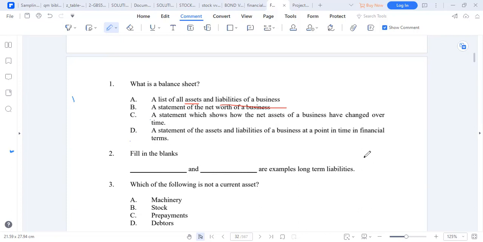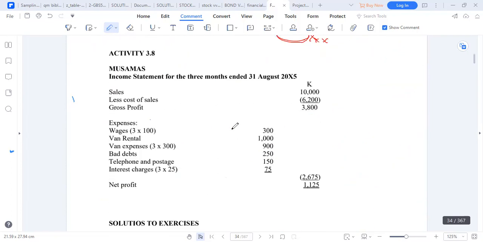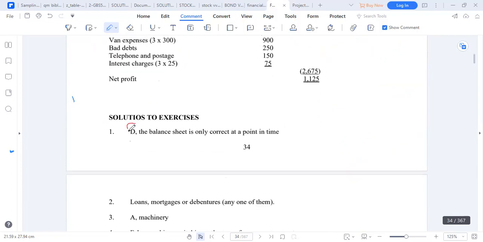What is a balance sheet? D. B, statement of the net worth of a business. Do you agree with D? A statement of assets and liabilities of a business at a point in time in financial terms. Point in time. Yeah, do we agree with him? So the point in time, yes, it's correct, because point in time is as at.